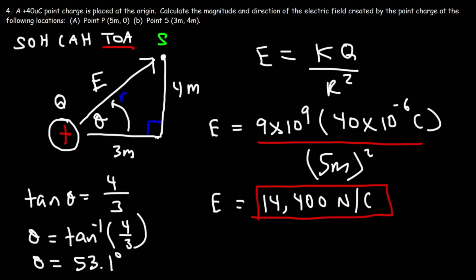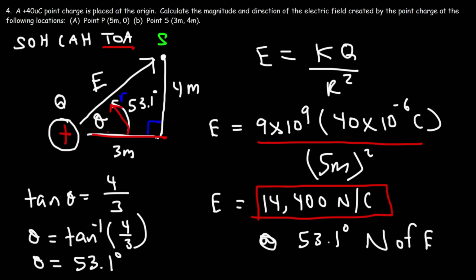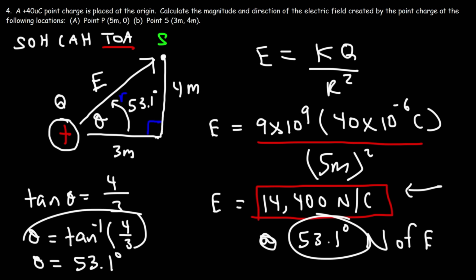So that is the angle with respect to the positive x-axis. So we could say that this is the electric field vector at an angle of 53.1 degrees with respect to the x-axis, or we could say 53.1 degrees north of east. Because here, we're starting from east and we're heading towards the north direction. So it's 53.1 north of east. So that's it for part B. So that's how we can calculate the magnitude of the electric field vector and also its direction using arctangent.